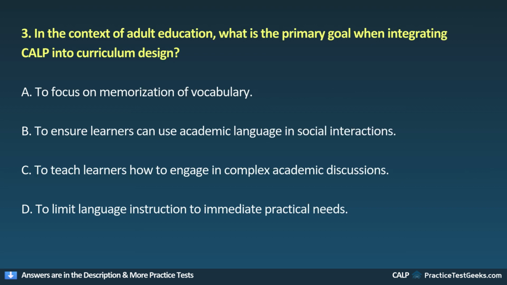3. In the context of adult education, what is the primary goal when integrating CALP into curriculum design? A. To focus on memorization of vocabulary. B. To ensure learners can use academic language in social interactions. C. To teach learners how to engage in complex academic discussions. D. To limit language instruction to immediate practical needs.